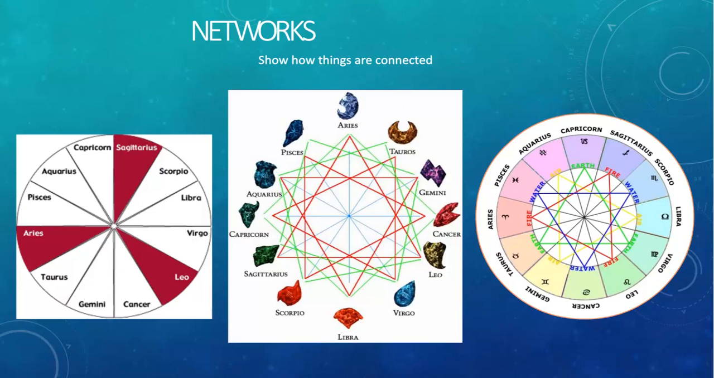And you can see that the element of the signs is in a triangle. So Aries, Sagittarius, and Leo are in a triangle with respect to one another. Those are all the fire signs. And if you look at that circle on the far right, you can see the blue triangle is the water, red triangle is fire, green triangle is earth, and yellow triangle is air.